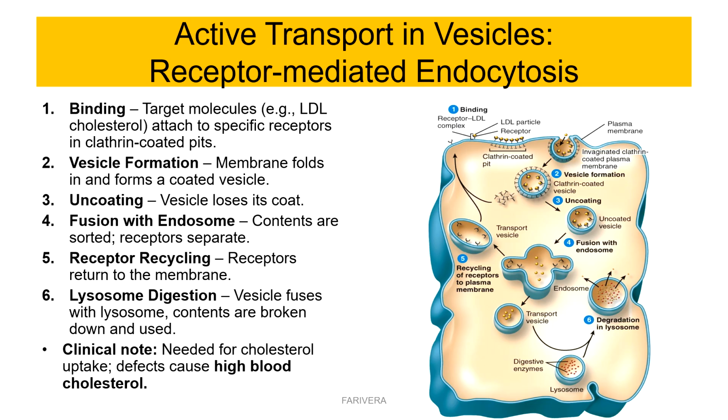Okay, so after binding, the membrane folds inward, forming now a vesicle. So the vesicle loses its coat and fuses now with endosome. So the receptors can be recycled back to the membrane. Okay, the LDL containing material may eventually reach lysosomes where it is broken down. So receptor-mediated endocytosis now allows a cell to selectively take up specific substances.